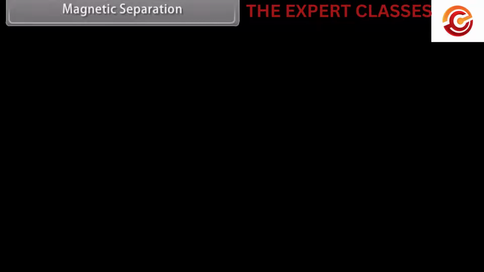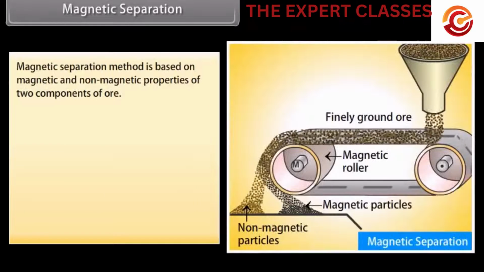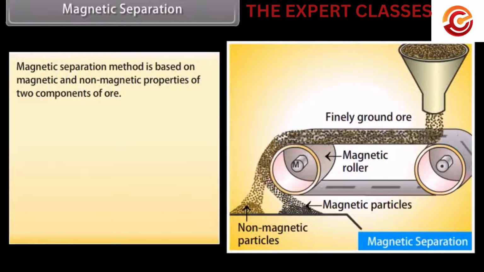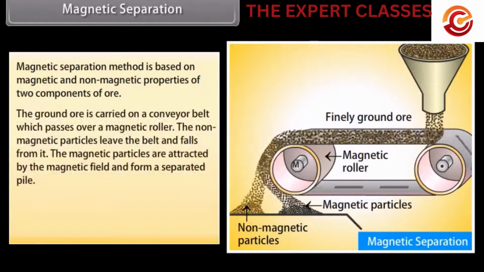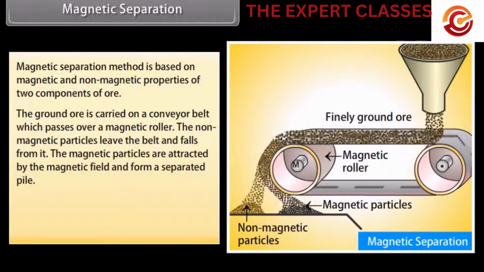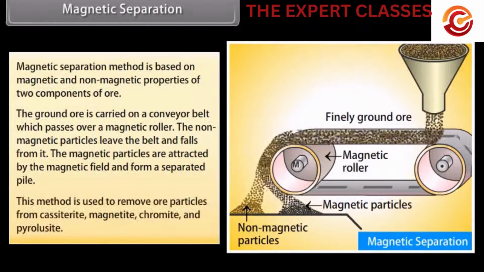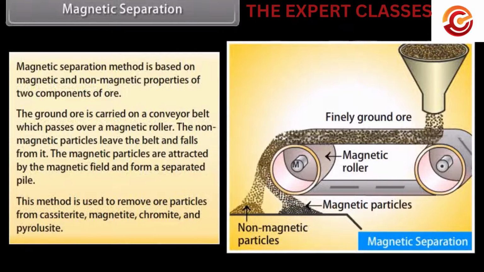Magnetic separation. Magnetic separation method is based on magnetic and non-magnetic properties of two components of ore. The ground ore is carried on a conveyor belt which passes over a magnetic roller. The non-magnetic particles leave the belt and fall off from it. The magnetic particles are attracted by the magnetic field and form a separate pile. This method is used to remove ore particles from cassiterite, magnetite, chromite, and pyrolusite.